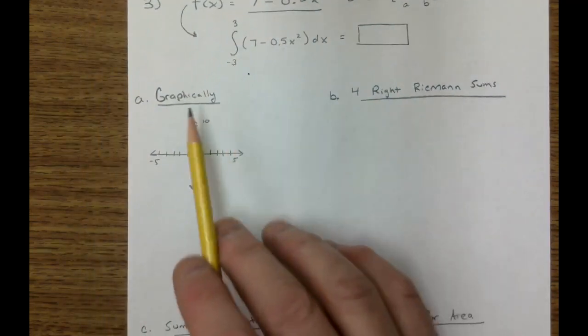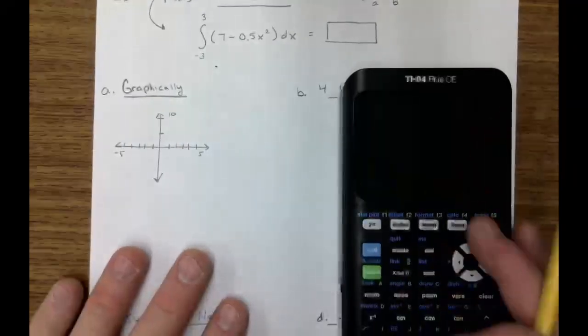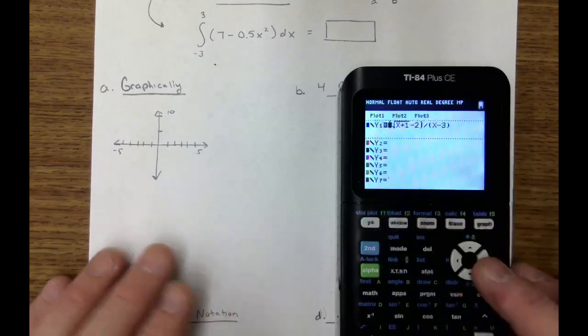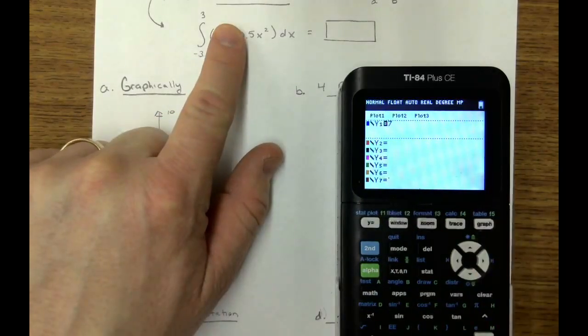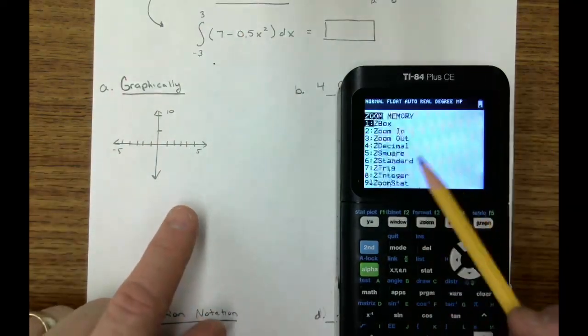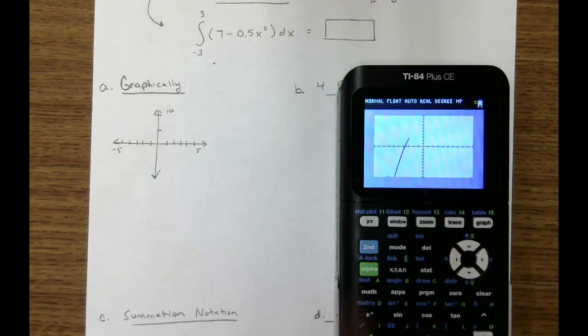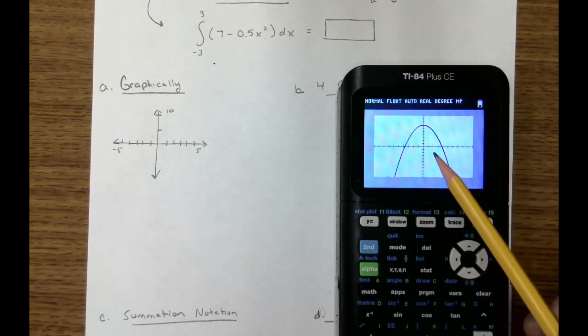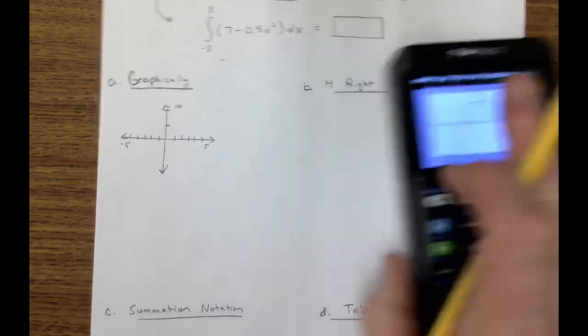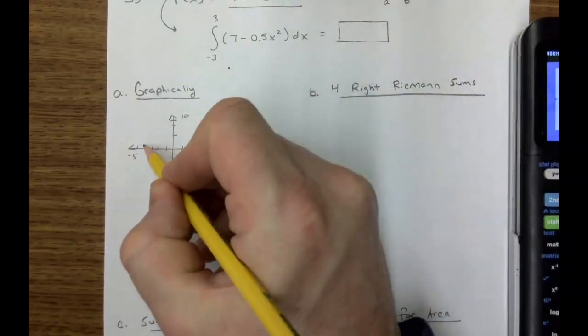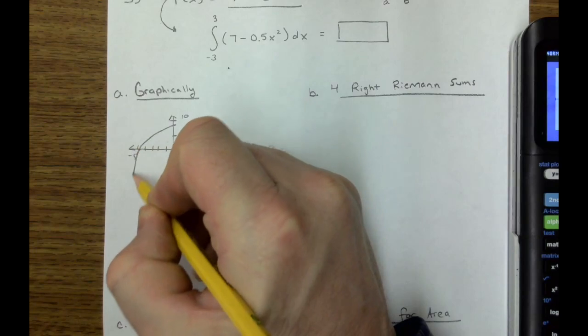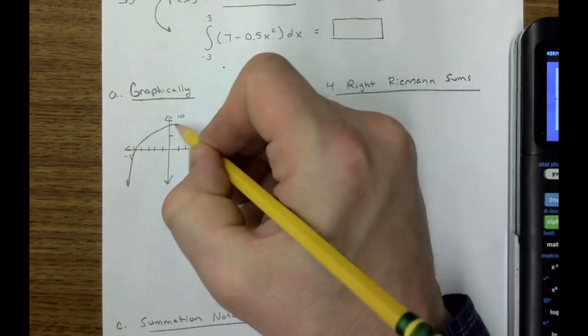All right, number 1, we're going to graph it. Let me get this set up on my calculator to graph. Y is equal to 7 minus 0.5x squared. Zoom 6 is the traditional -10 to 10 graph, and there we have it. It's an upside down parabola, hits at 7, and it hits over here 1, 2, 3, 4.